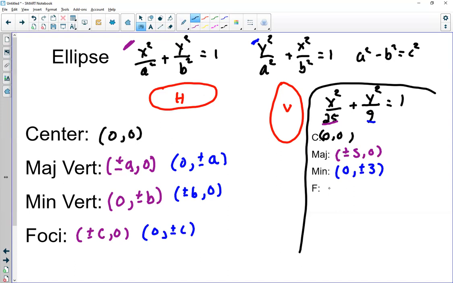The focus here is going to be a squared minus b squared. I already have a squared, which is 25, minus b squared, which is 9. And that's going to give me c squared. So 16 equals c squared. So 4 equals c. So my foci, since it follows my major, always follows the major, is plus or minus 4, 0. And I'll try to keep it clean when you're graphing it, okay?